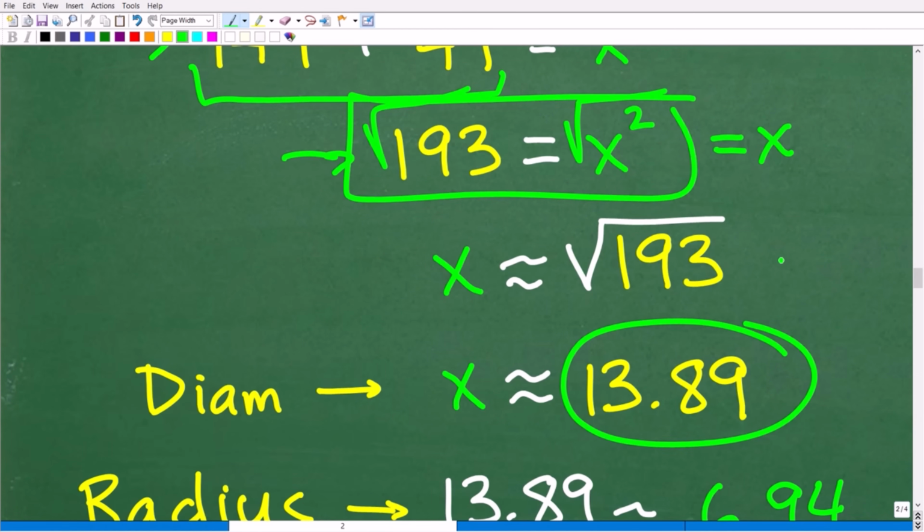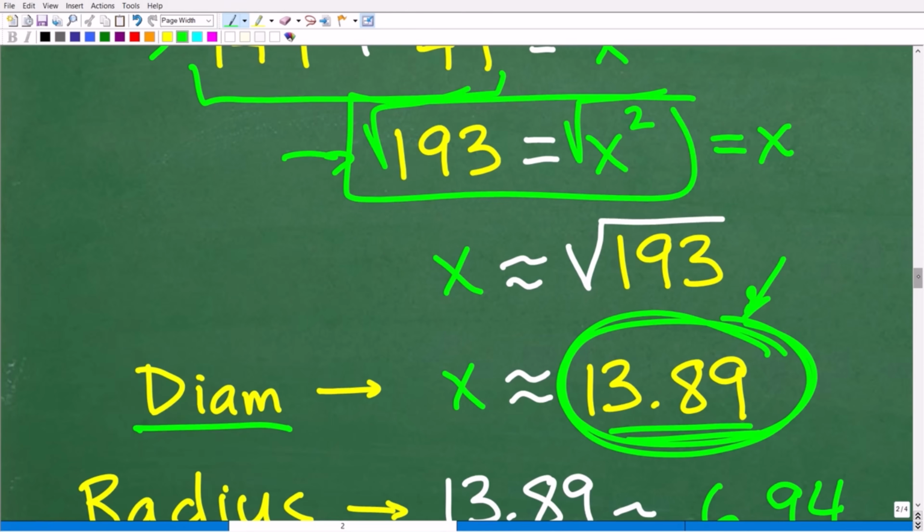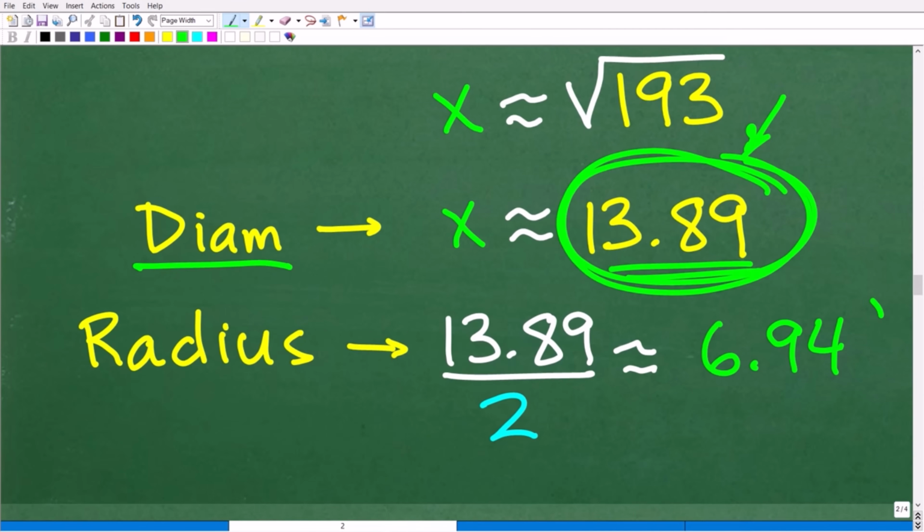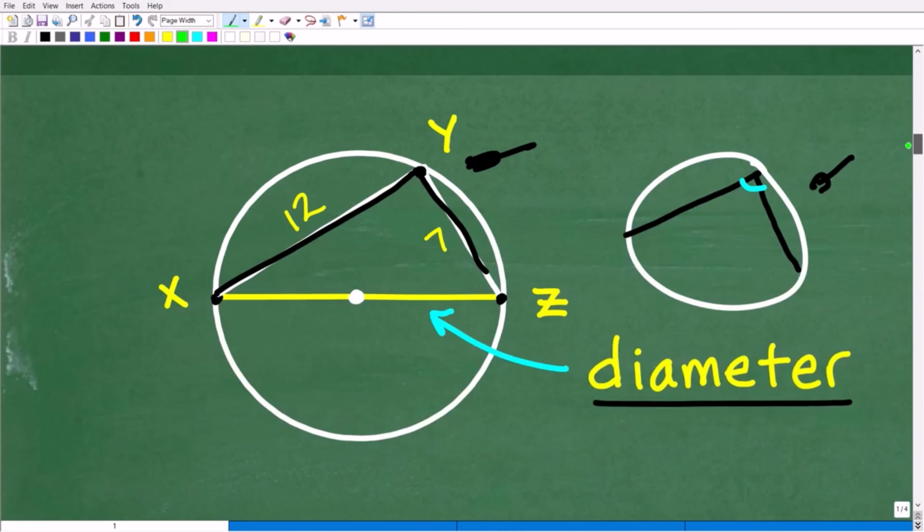So I really should have put this as an option in the multiple choice part of this problem, because a lot of you may have selected this, right? You did all this great work, you were super excited, and like, oh, here's the answer. And no, that's wrong. That's the diameter. Remember, the question is, what is the radius? Well, the radius is 1/2 of the diameter. So we're just going to take this number, divide it by 2, and we're going to get approximately 6.94. All right, so hopefully you enjoyed this little problem. And again, the key here, I think for most people, was determining that this, in fact, was a right angle.